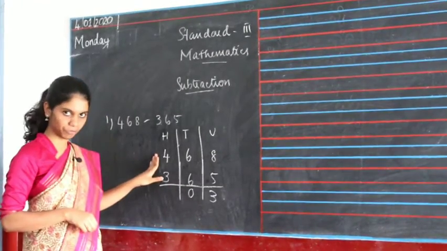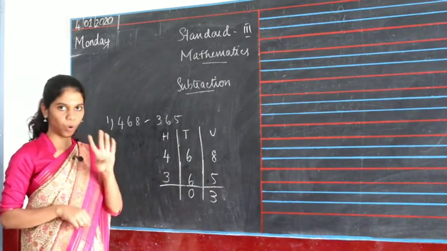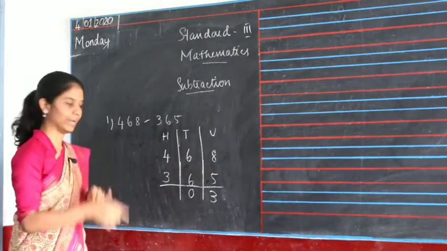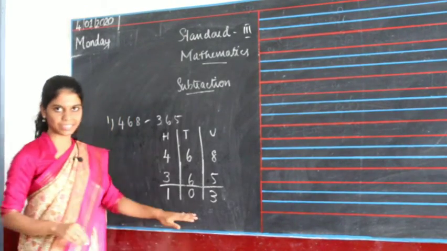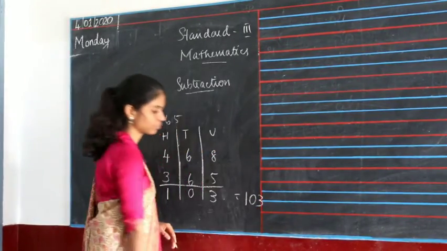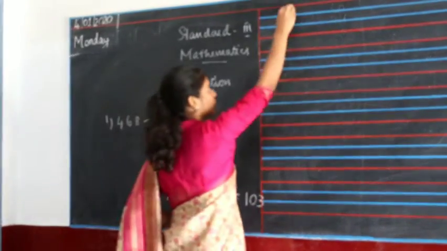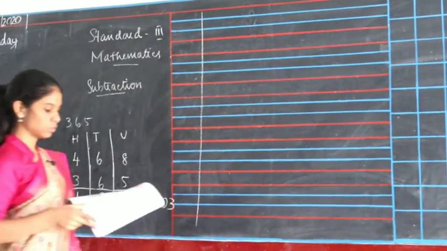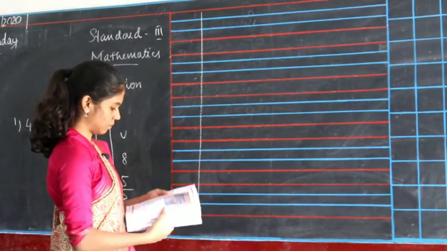Now here you have 4 and here you have 3. 4 minus 1, 2 and 3. Remaining 1. So the answer is 103. This is how you subtract. Now we are going to see two more problems.